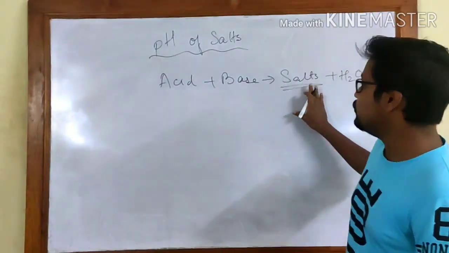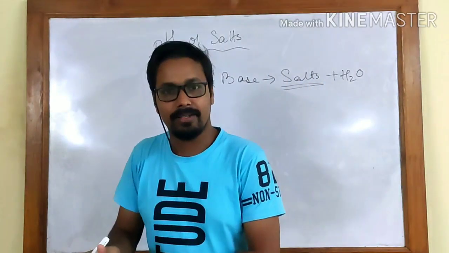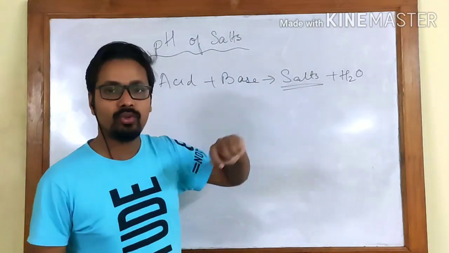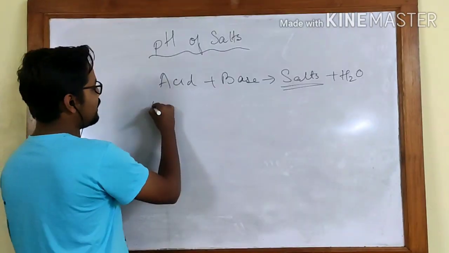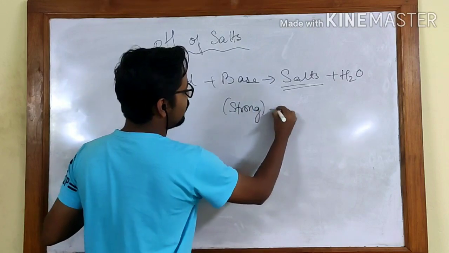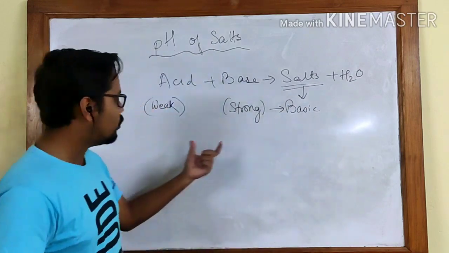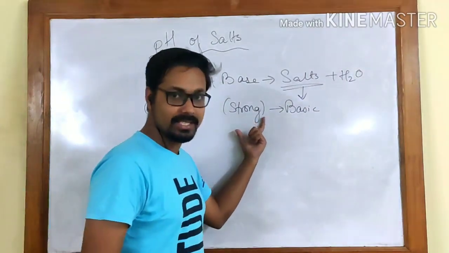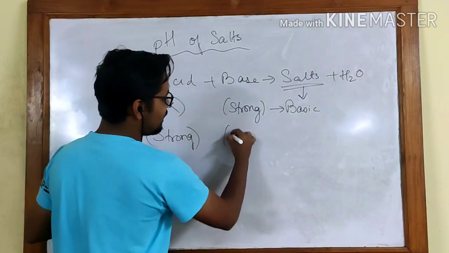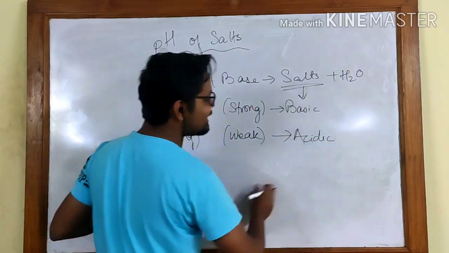You see, this neutrality depends on what sort of acid and base we have. So if we have a stronger acid, then the salt is going to be acidic. And if we have a stronger base, then the salt is going to be basic. So suppose we have a weak acid and that's reacting with a strong base, then we will have a basic salt. Okay, then the salt is going to be basic because we are combining a weak acid with a stronger base. If we do the reverse, that is, we have a stronger acid combining with a weak base, then the salt is going to be acidic. And this is going to change the pH of the salt.